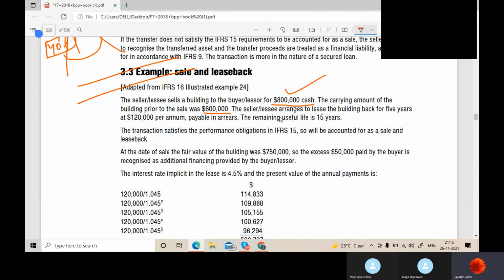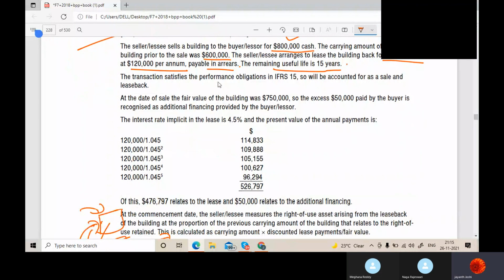The seller or lessee arranges to lease the building back for 5 years at this amount. So he will pay 1,20,000 per annum to the lessor, at the end of the year because it is payable in arrears. And the useful life of the asset is 15 years. The transaction satisfies the performance obligation in IFRS 15, so it will be accounted as sale and leaseback. Why? Because he sold it and is taking it on lease.